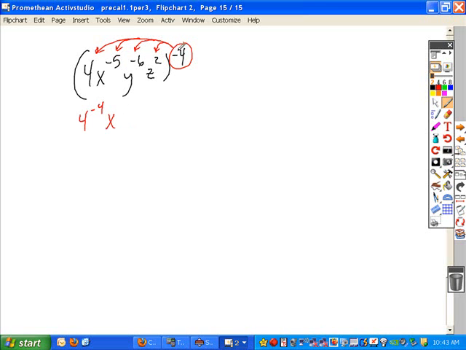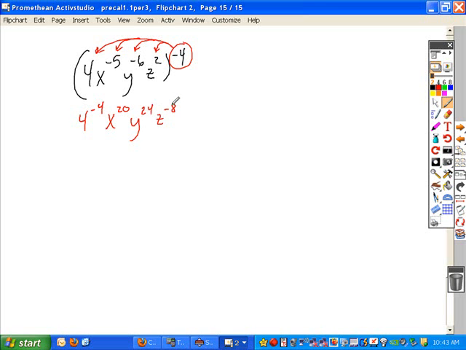So if I apply it to the base of 4, I apply it to the base of x. Well, what do you do when you take a power to a power? Multiply. So negative 5 times negative 4 is 20. y to the, again, power to a power, 24. And z to the negative 8.